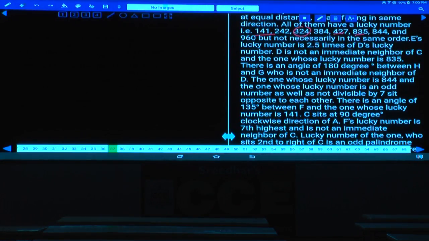Now let us finalize this one. And E's lucky number is 2.5 times of D's lucky number. Yes, tell me what are the positions of this E and D? What are the possibilities for this E and D? E's lucky number is 2.5 times of D's lucky number.